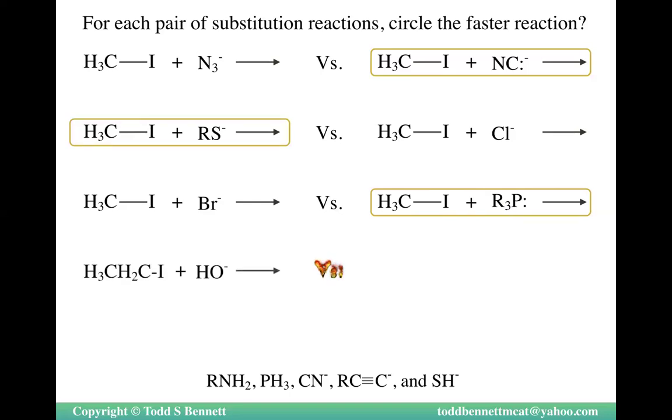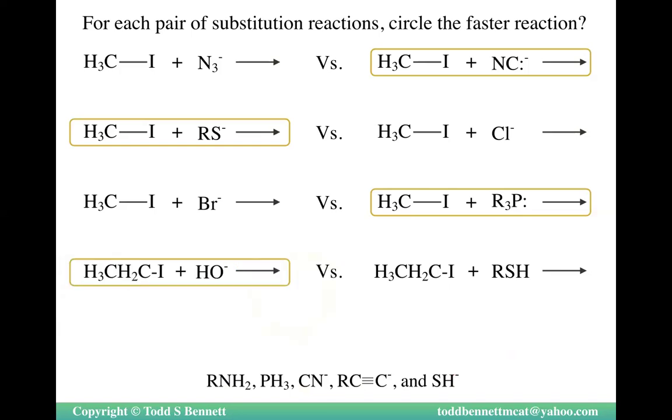OH minus, I think of it as a base, so it could deprotonate. That is one problem I'll run into. But this is one where I don't know what to pick because I don't see either of them on the list. So I'm going to say smaller negative is probably better than bigger and neutral.